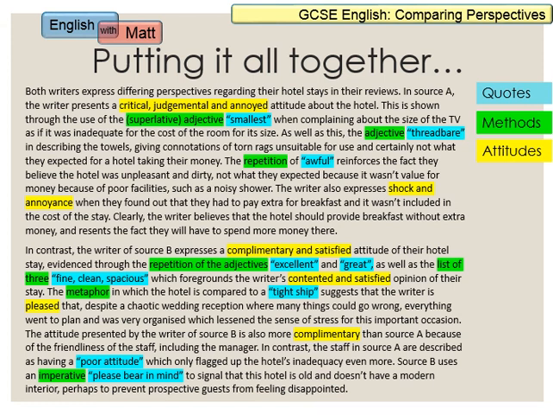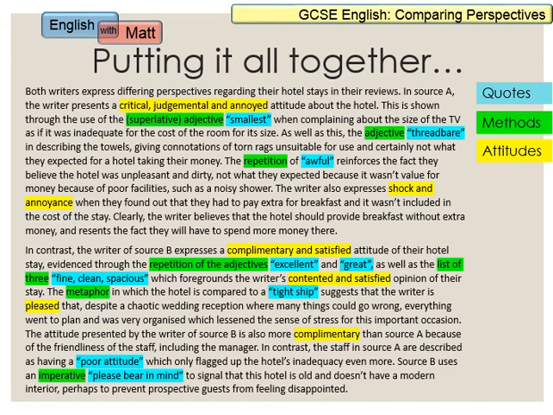In contrast, the writer of source B expresses a complimentary and satisfied attitude of their hotel stay, evidenced through the repetition of the adjectives "excellent" and "great", as well as the list of 3, "fine, clean, spacious", which foregrounds the writer's contented and satisfied opinion of their stay. The metaphor in which the hotel is compared to a tight ship suggests that the writer is pleased that, despite a chaotic wedding reception where many things could go wrong, everything went to plan and was very organised, which lessened the sense of stress for this important occasion.